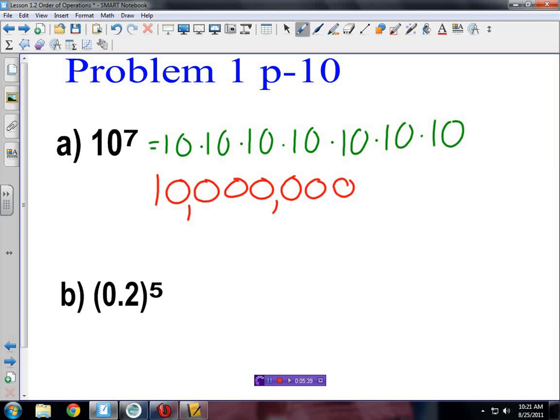Right, which is nice. And do you guys know the trick with using powers of 10? Yeah, because the exponent is 7, how many zeros do we have? 7, which makes it easy, right? When we do 0.2 to the 5th power, it's not going to be so easy, right? There's no shortcut ways for that one. So let's go back to the calculator.